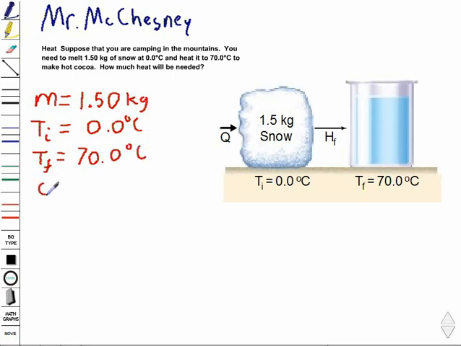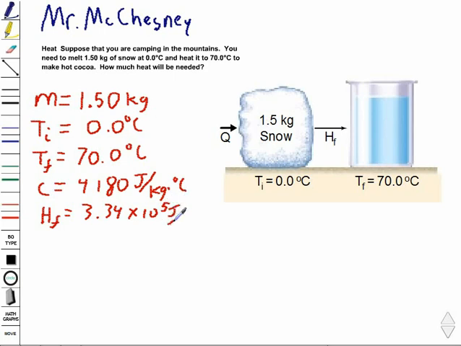And then I've got some other things I know. I know from looking back in the chapter earlier that my specific heat of water is 4,180 joules divided by kilograms times degrees Celsius. And then I've got a heat of fusion that is equal to 3.34 times 10 to the 5th joules per kilogram.